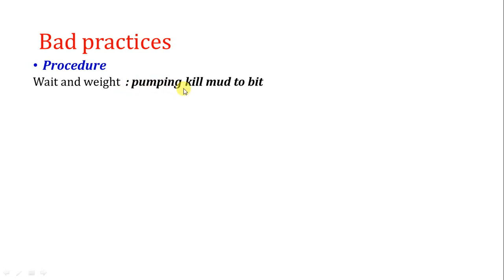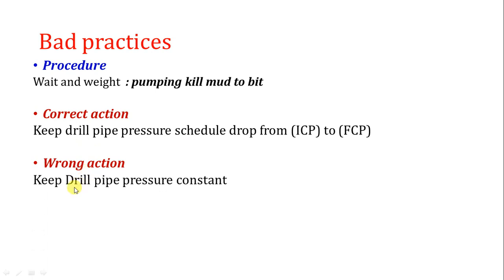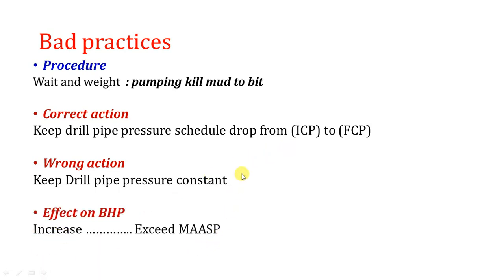For the wait and weight method, while pumping kill mud to the bit, here you are following the correct action. You are following the step down pressure schedule from ICP to FCP. So the drill pipe pressure decreases. The wrong action is to keep the drill pipe pressure constant. To keep the drill pipe pressure constant means that you are closing the choke more to keep the ICP. This means that it will increase the bottom hole pressure and it may exceed the max.